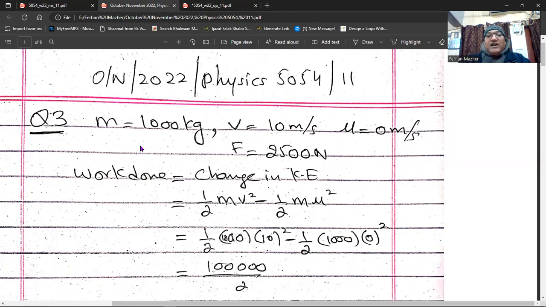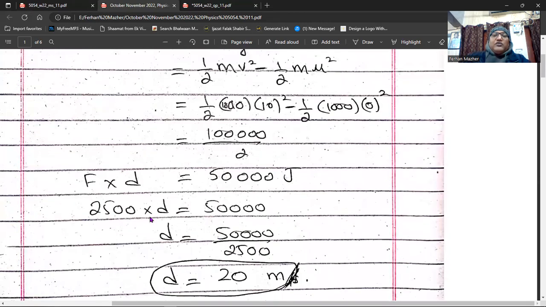So my initial velocity is 10, and the final velocity will be 0. So 1 by 2 into 1000 into 10 square minus 1 by 2 into 1000 into 0 square. So that will give you the change in the kinetic energy. Because of this 0, this whole thing will become 0. And this thing will become 100,000 divided by 2, and that will be 50,000 joules.